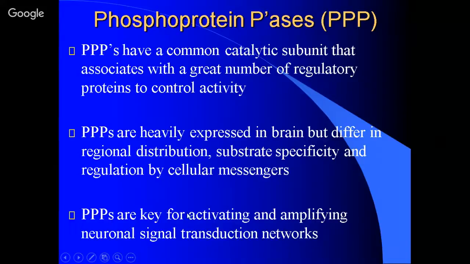And here's a funny principle, that if you want to amplify a neuronal network, inhibit the phosphatase. Let the kinase do its work and don't erase the board. Leave it, and that keeps the system on. And that's going to provide us a mechanism of memory and learning, both short-term and long-term. So activate it with a kinase, but inhibit your phosphatase and the signal is powerfully amplified.